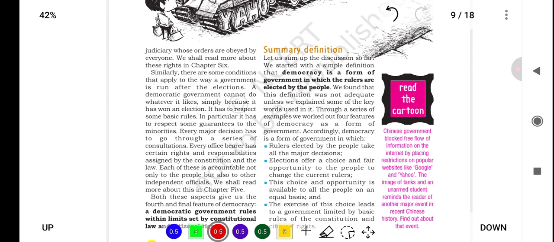Democracy is a form of government where rulers are elected by the people who take all major decisions, and elections offer a fair opportunity to change rulers. This choice is available to all on an equal basis, and the exercise of this choice leads to a government limited by constitutional law and citizens' rights.